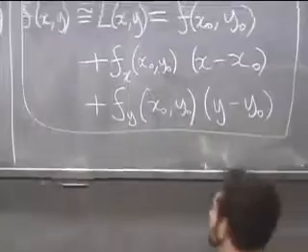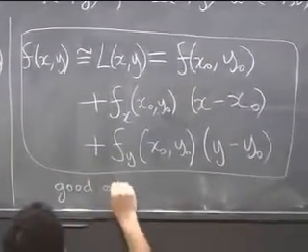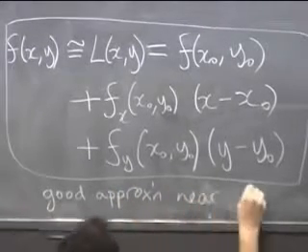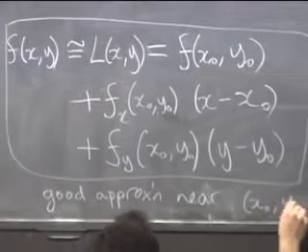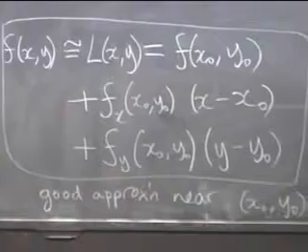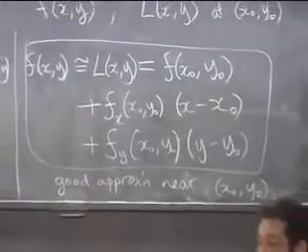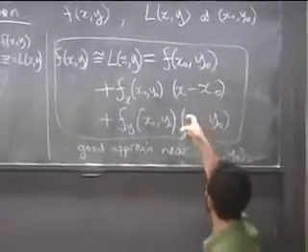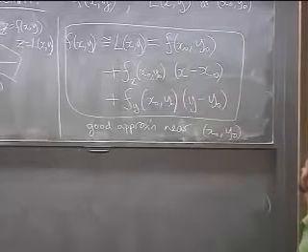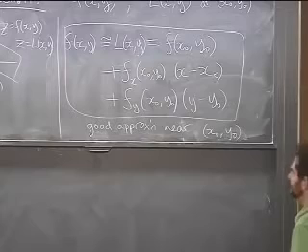So this is a good approximation if f is differentiable near x0, y0. So when the point's close to that, the approximation is good. When you're actually at x0, y0, the approximation is perfect. If you plug in x0 and y0, these things go away, and you just get the value f of x0, y0. So it's perfect at x0, y0, and it's good near it.